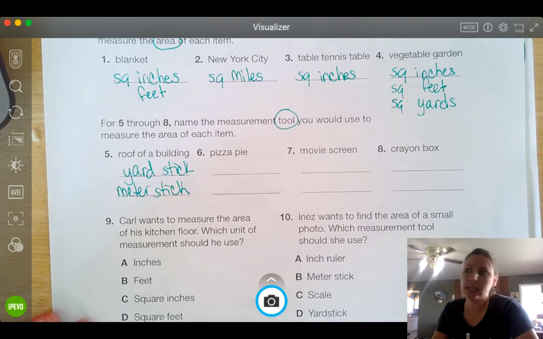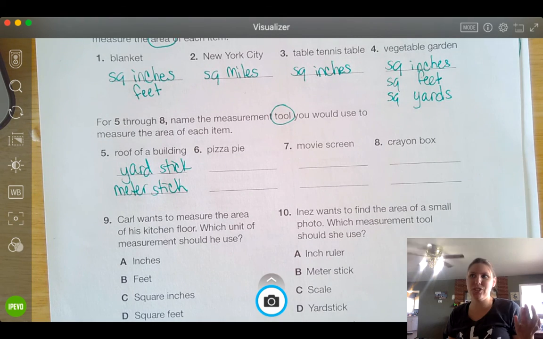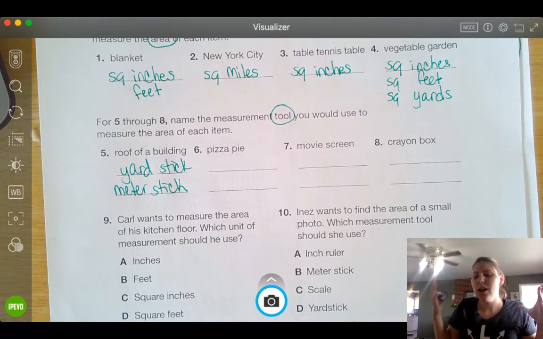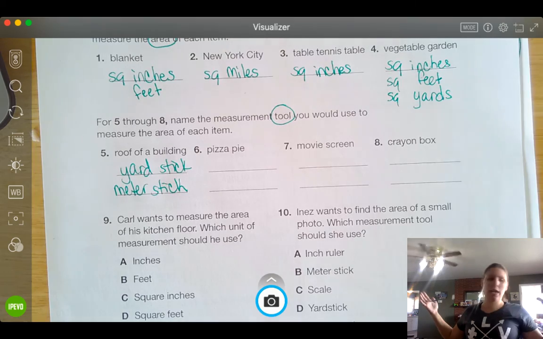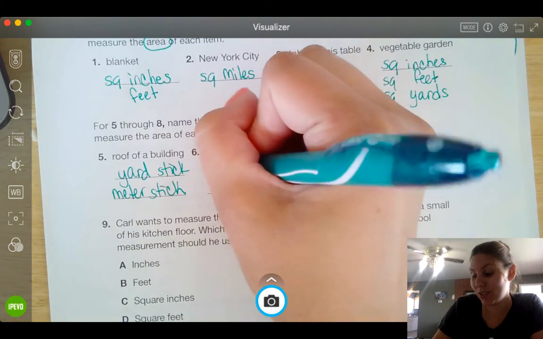A pizza pie. Would you measure pizza? When you get a pizza at the restaurant, it'll usually say, oh, do you want an 8-inch pizza or a 14-inch pizza or the extra large 18-inch pizza? And they use inch rulers.